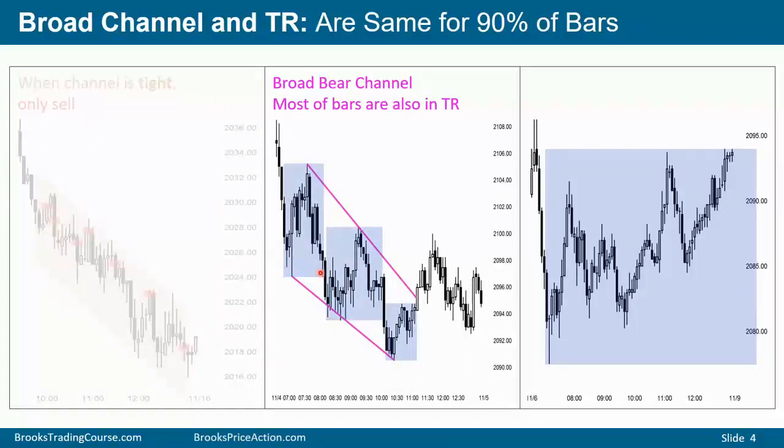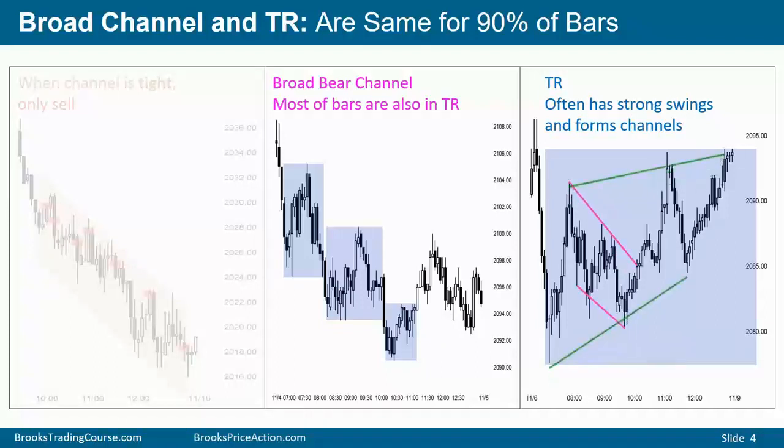This is a trading range attempt. Here's another trading range attempt, and another one as well. And trading ranges often have strong swings up and down, strong bull breakout, big bear reversal, big sell-off down here. And there are often channels within trading ranges. We have a bear channel here with lower highs. We have a bull channel here with higher lows. Bear channel there, and broad bull channel there.